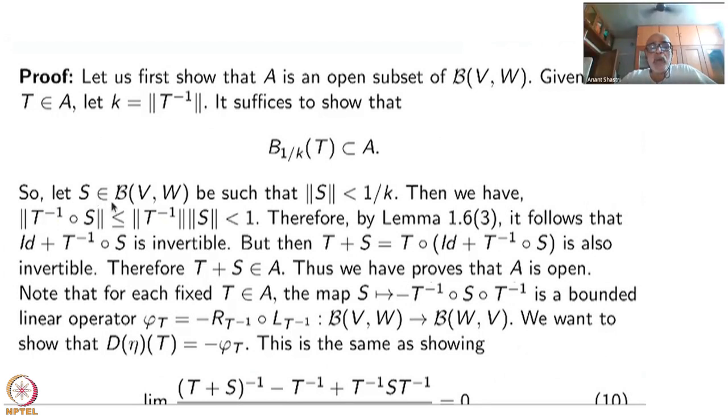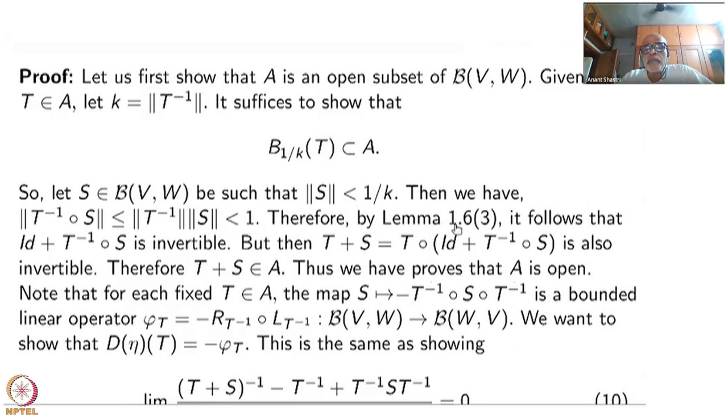So let S belonging to B(V,W). This ball is taking place where? Inside B(V,W), right? A is a set of B(V,W). Be such that norm of S is less than 1 by K. Then we know that norm of T inverse composite S is less than or equal to norm of T inverse into norm of S, which is less than 1. That is the whole idea why I took K equal to norm of T inverse. Norm of T inverse will cancel out, so it's less than 1.